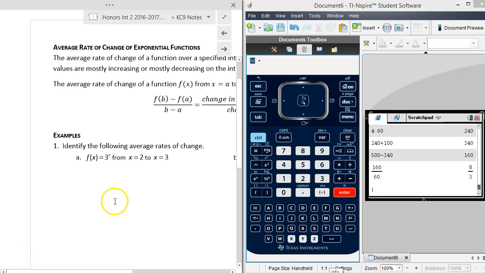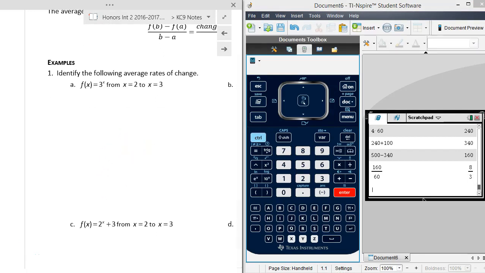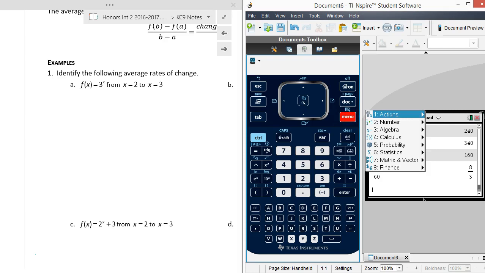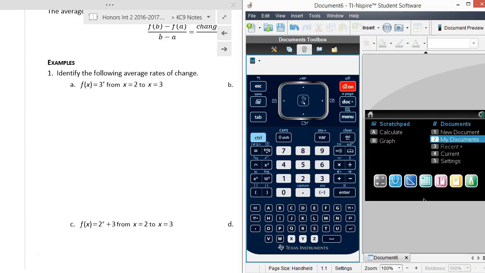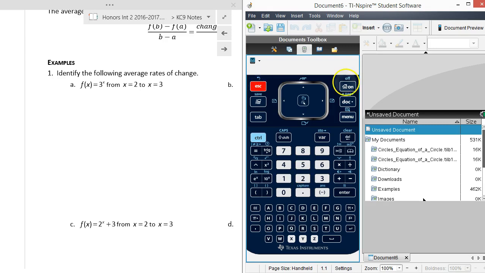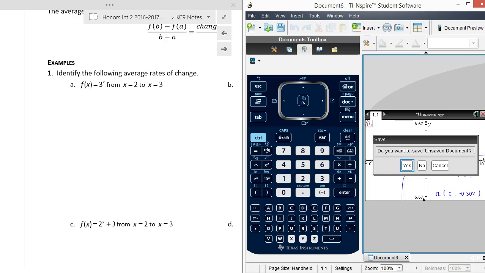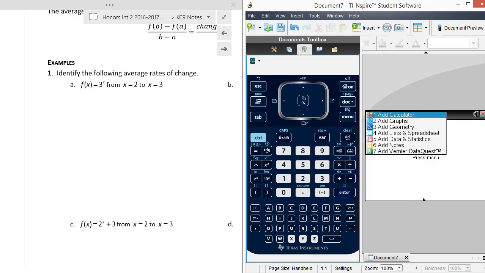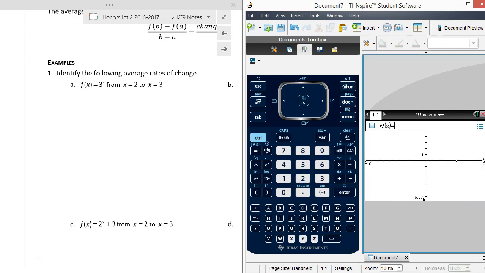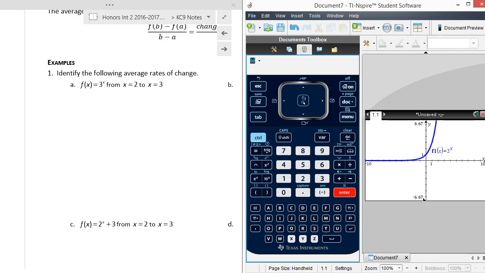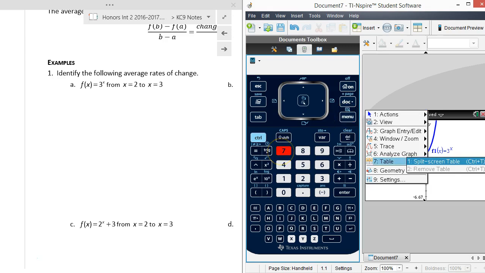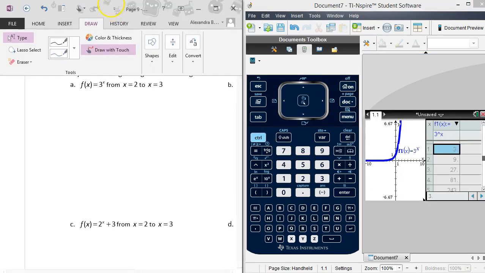So what we're going to do here is find the average rate of change of f of x equals 3 to the x from x equals 2 to x equals 3. So I'm going to start by graphing this. I'm going to add a graph. I'm going to graph 3 to the x. And the easiest thing to do is just go to the table. Menu, 7, and then split screen table. I'll write that on here.